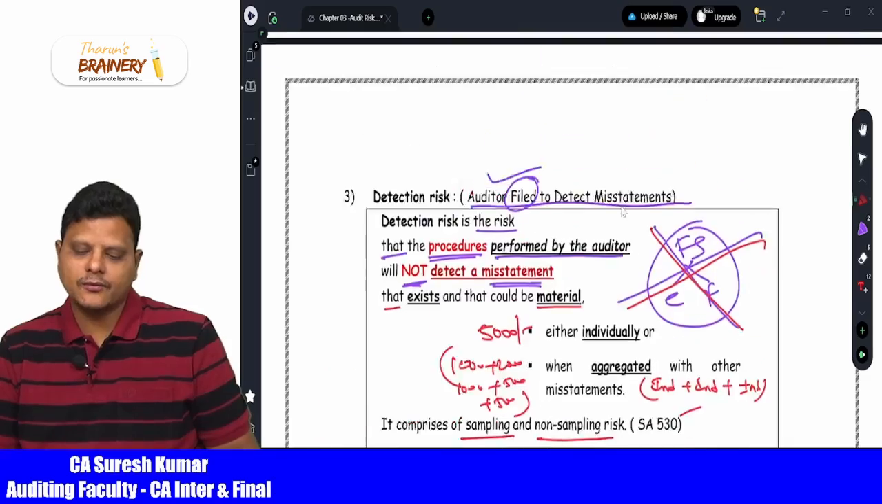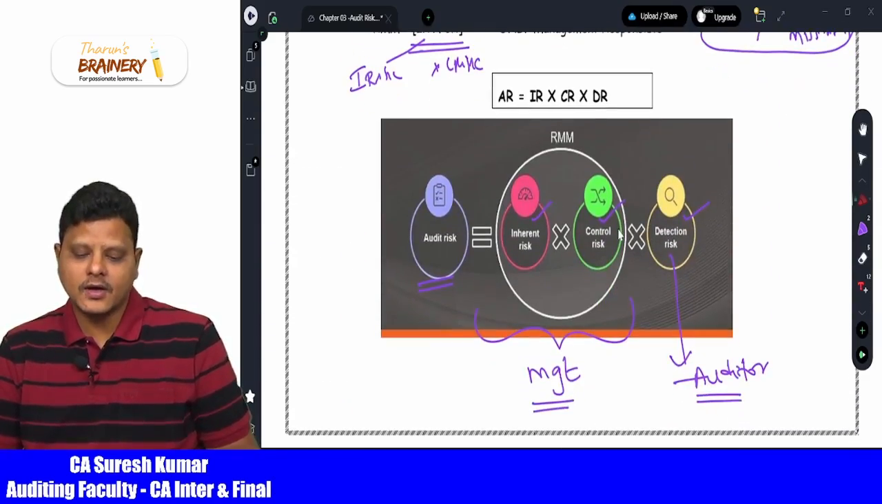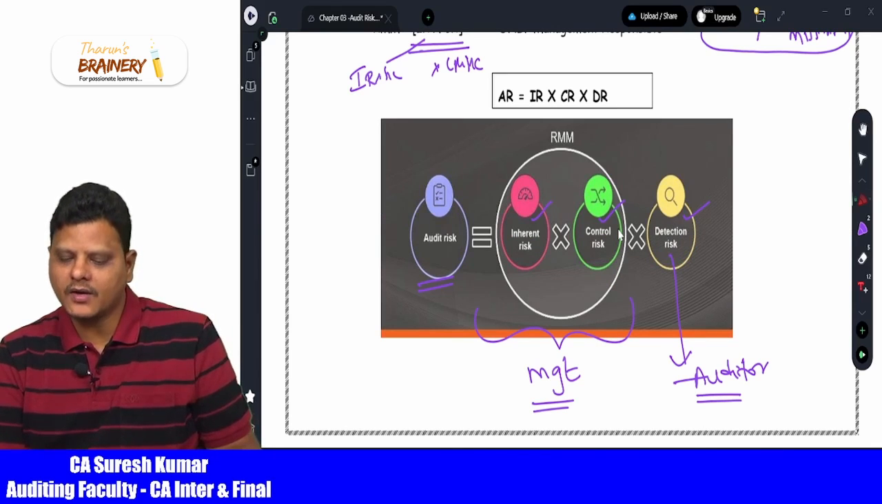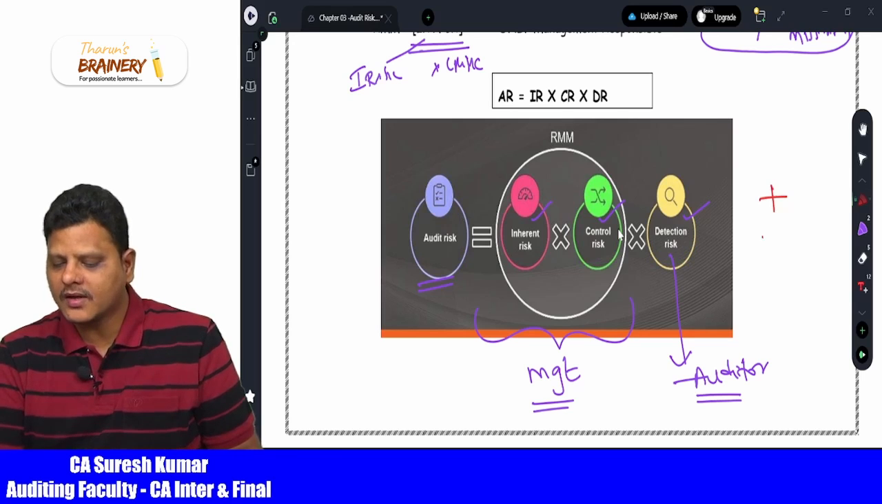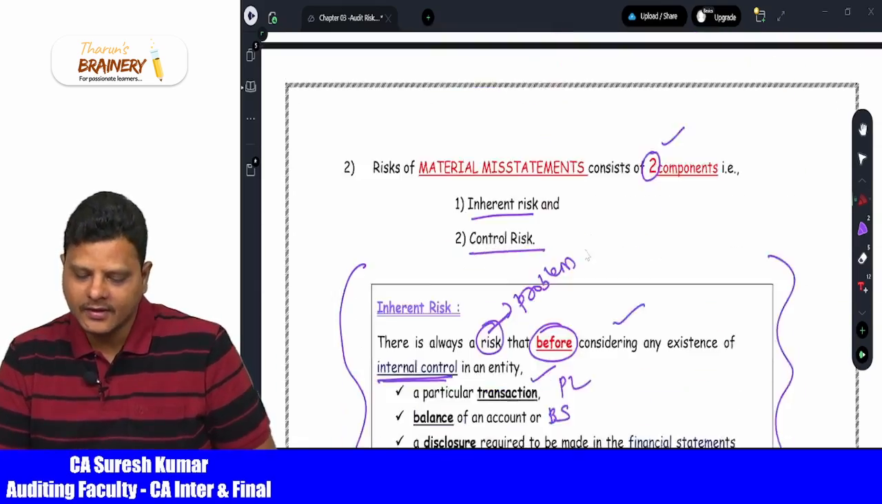Now comes to the formula. What is the formula for audit risk? Audit risk is equal to inherent risk into control risk multiplied with detection risk. So please note that it does not have a plus symbol, it has a multiplication symbol, because risks are always multiplied, not added.